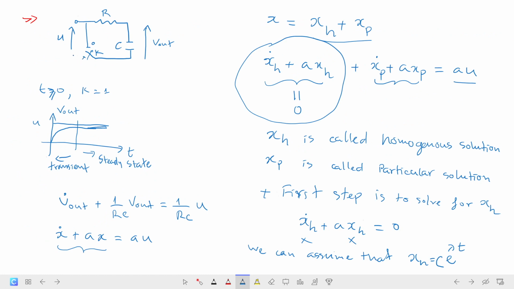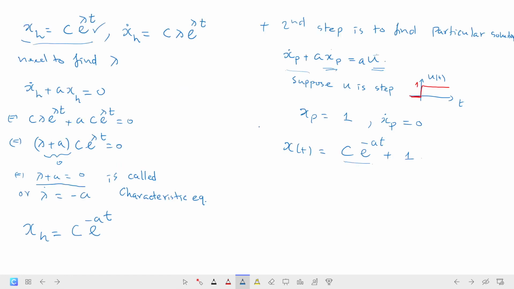For example, in this case, before we switch K to 1, the circuit is open and starts from 0 voltage, 0 charge of capacitor, which means voltage output at time 0 equal to 0, no voltage at all at the beginning. Because h here is just V out, we use the initial condition.